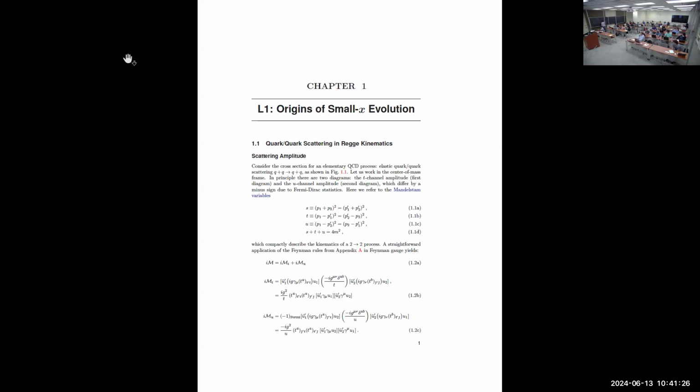I have s plus t plus u is a sum over all of the masses. For the simple example that I have here of identical quark-quark scattering, I get 4m squared. So u is 4m squared minus s minus t. And s is going to infinity. t is constant, the mass is constant. So in Regge kinematics, u is basically negative s, and it's going to negative infinity. That's why I don't have to worry about the u-channel diagram.